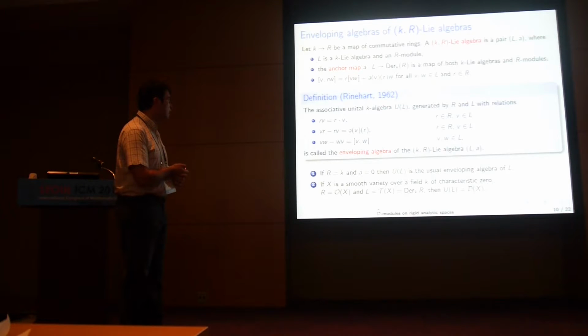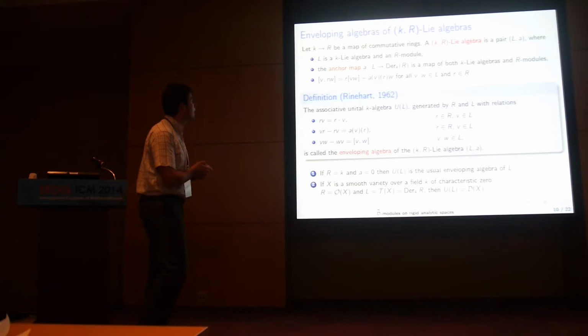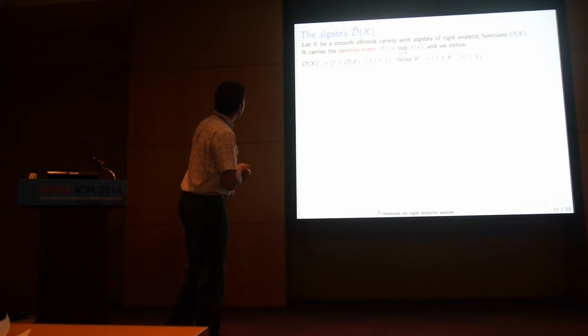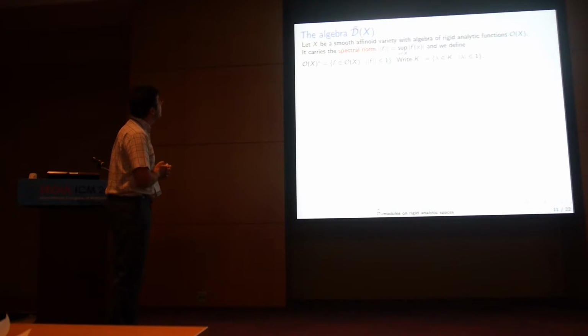Some more properties of U of L. It's always filtered. You can take the associated graded, and then you get the symmetric algebra in good cases. So you can think of it as a quantization of the spectrum of the symmetric algebra of L. That's great. Right, so now what is our general D-hat?